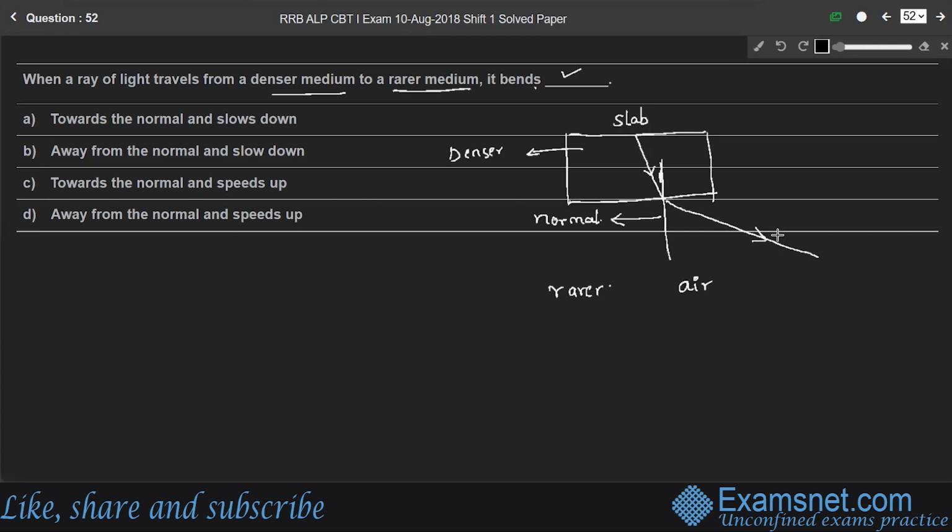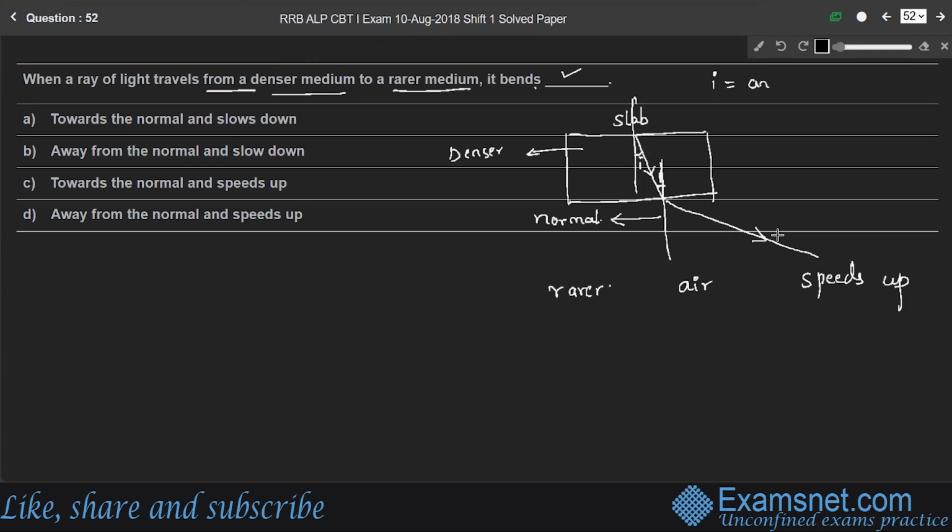Here, the ray of light is from denser to rarer medium, right? So it moves away from the normal and its speed increases, it speeds up. Why does it bend away from the normal? Because the angle of refraction would be greater than the angle of incidence. So what is the angle of incidence? The angle between the incident ray and the normal is the angle of incidence, which I am considering as I.